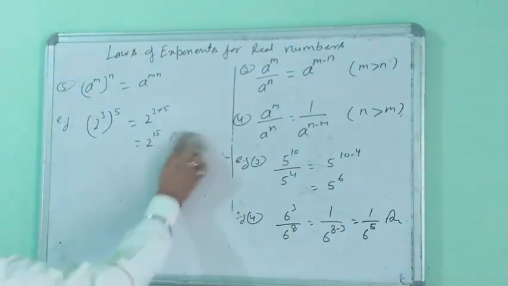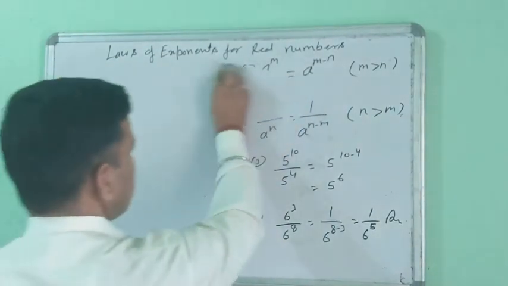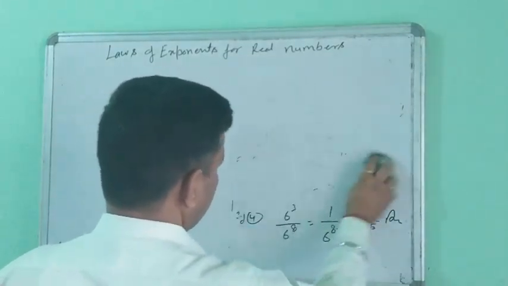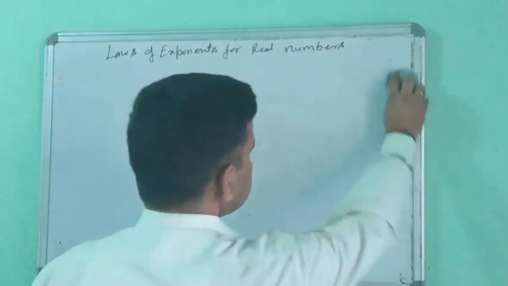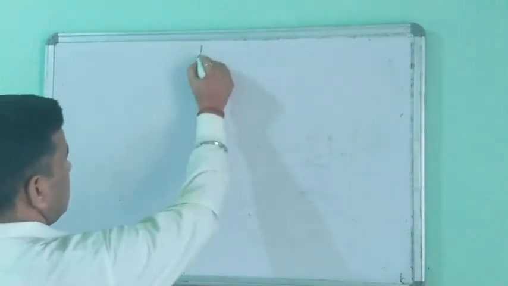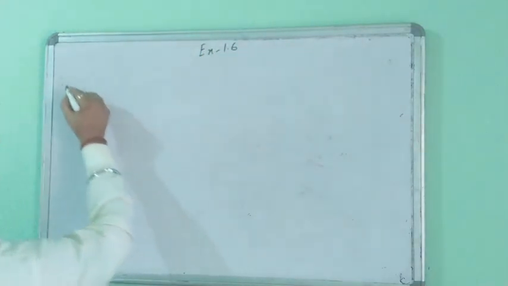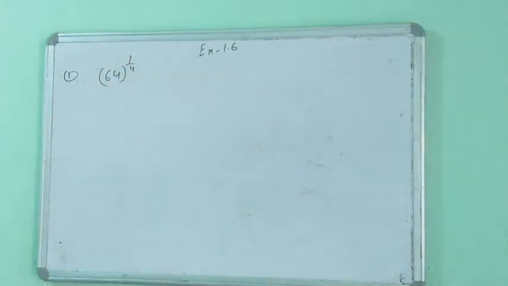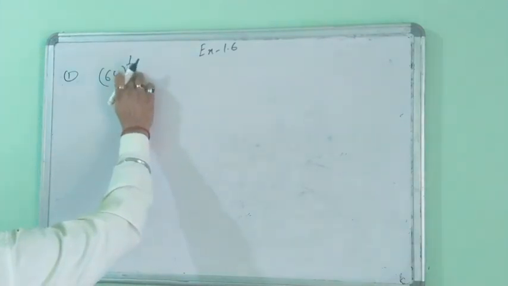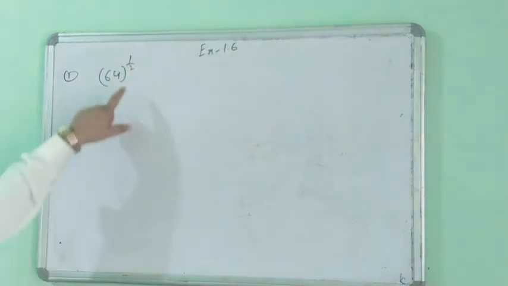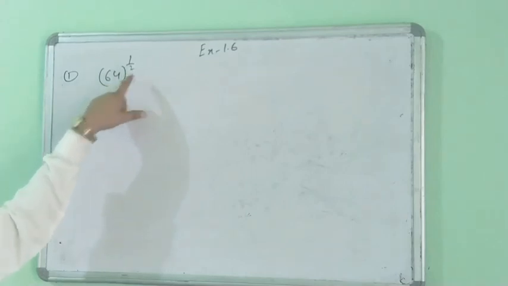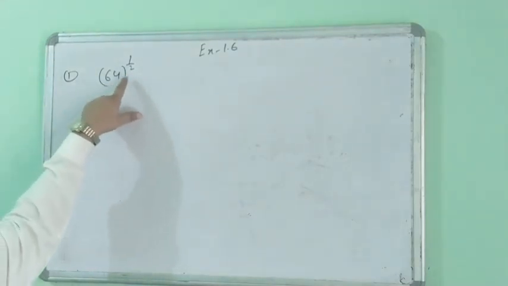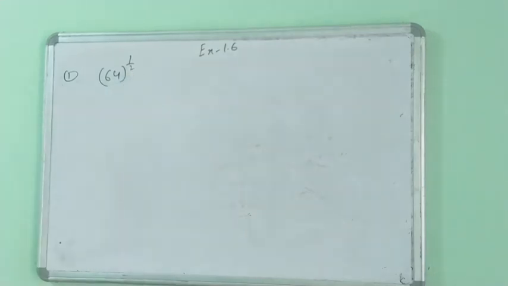Yes, note it down. After that, we will start exercise 1.6. How to solve the questions of exercise 1.6. Question number first is 64 exponent 1 by 2. Suppose it is 1 by 4, so I will solve both conditions, 1 by 2 and 1 by 4. What result comes here? The answer will be changed. Suppose you write 1 by 2, the answer is something different. So first of all, how to change it?